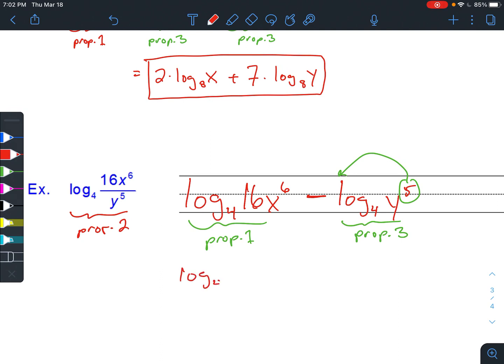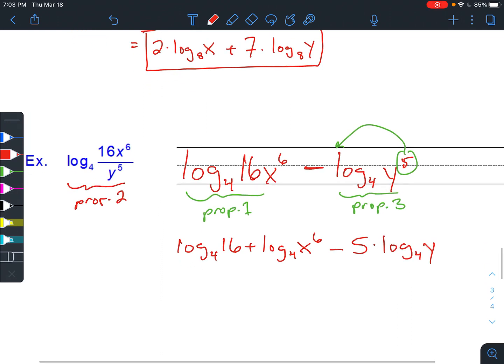Okay, so we've got log base 4 of 16 plus log base 4 of x to the 6th is what our first half becomes, and then again, minus that 5 comes out in front, times log base 4 of y. Okay, now that last term is now a single letter inside the log, so basically he's done. Okay, looking at the first half, all right.